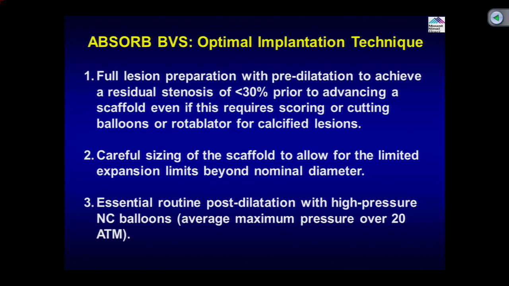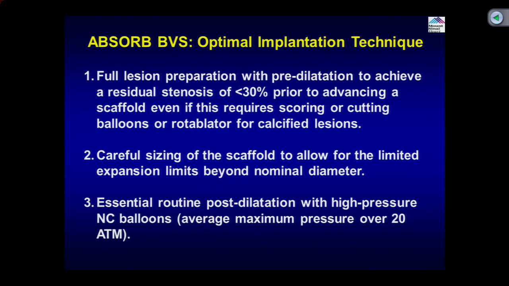But overall, it seems that despite our early preliminary technique, the Absorb BVS did okay, except for maybe some of the issues, which is what I have highlighted here. First, full lesion preparation with pre-dilatation to achieve a residual stenosis of less than 30% prior to advancing a scaffold, even if this requires a scoring or cutting balloon or rotablation for calcific lesions. So lesion preparation is a must when you are using a BVS. Second, careful sizing of the scaffold to allow for the limited expansion beyond nominal diameter. So if your vessel is 3, go with the 3, don't go with the 2.5. Lastly, essential routine post-dilatation with high pressure, go up to 20 atmospheres. Do not worry about breaking the integrity of the scaffold.